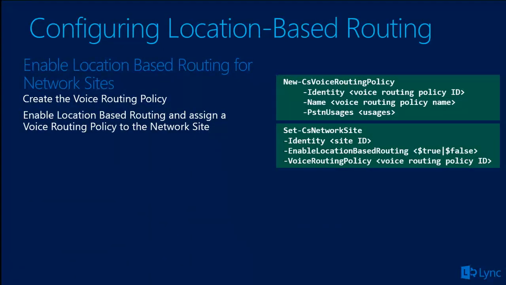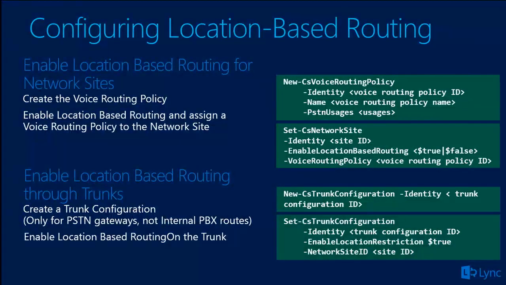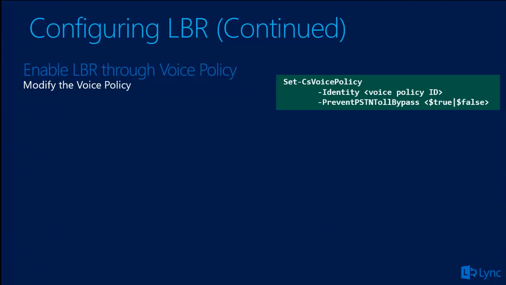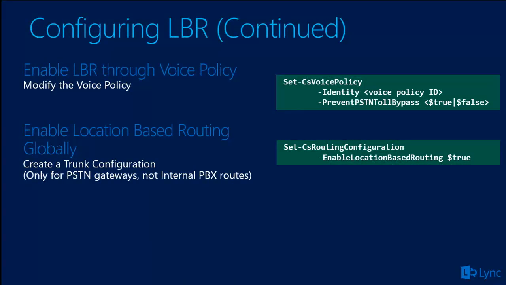And here are the commands. We see the routing policy, identity, name, and PSTN usages. These are the same usages we were discussing in the first half. And then you can enable it on the trunk, with the identity of the trunk configuration. Here, let's go back. Here is the global setting. First, you need to enable, globally, that I am enabling location-based routing. Once you enable that, then you can go to the sites and say, this site, now I'm going to enable location-based routing for this site, and this site.